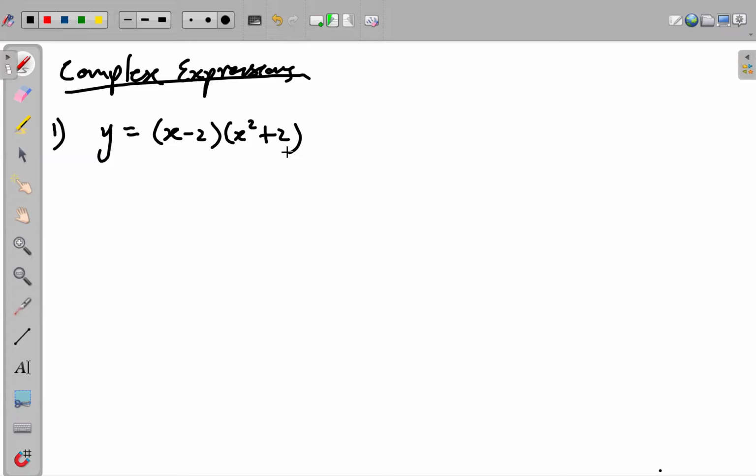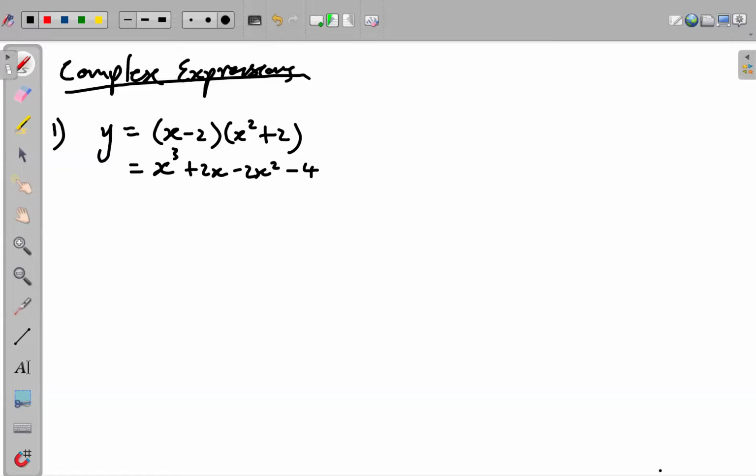Of course, when you get to university next year, or for those who do further studies, you learn about other rules of differentiation, things like the chain rule, the product rule, quotient rule, etc. but we try and keep it basic here in grade 12 normal mathematics. So obviously you're going to FOIL here, and this will become x cubed, and then I'll have a 2x, and then I'll have a minus 2x squared and a negative 4.